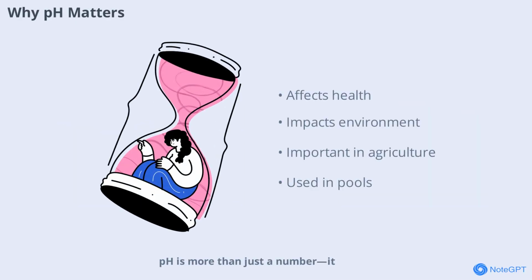pH is more than just a number. It affects everything from our health to the environment. For example, the pH of our blood must stay within a narrow range for us to stay healthy. In agriculture, soil pH determines which plants can grow. In swimming pools, the right pH keeps water safe and comfortable. Understanding pH helps us make better choices in daily life, ensuring safety, health, and success in various activities.